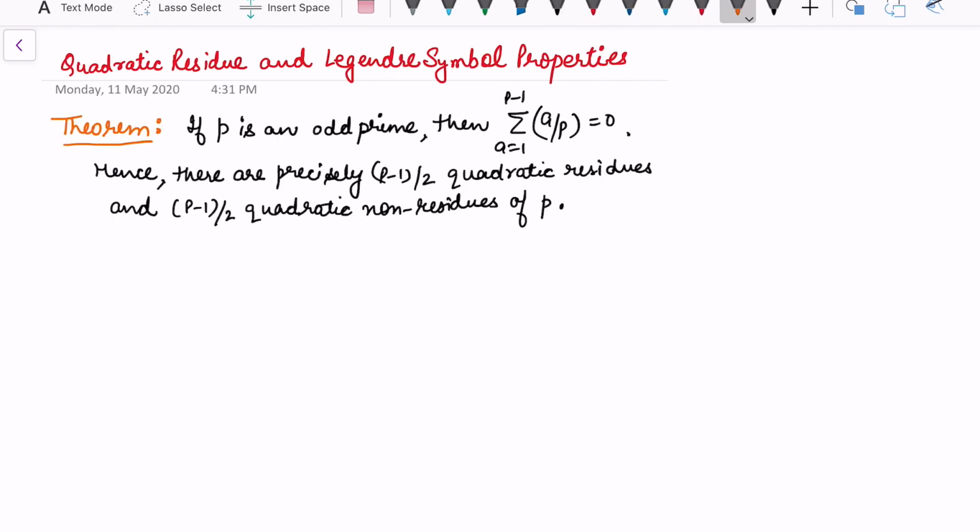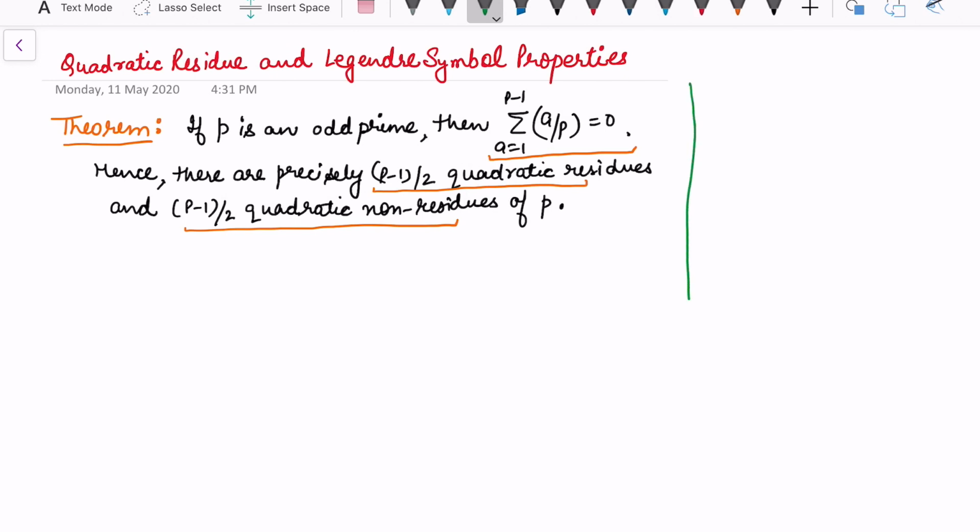In this video, I'll be talking more about quadratic residue and Legendre symbol properties. And here I want to prove a theorem which is given as: if P is an odd prime, then the summation of the Legendre symbol (A by P) is equal to 0, where A runs from 1 to P minus 1. And hence there are precisely (P minus 1) by 2 quadratic residues and (P minus 1) by 2 quadratic non-residues.